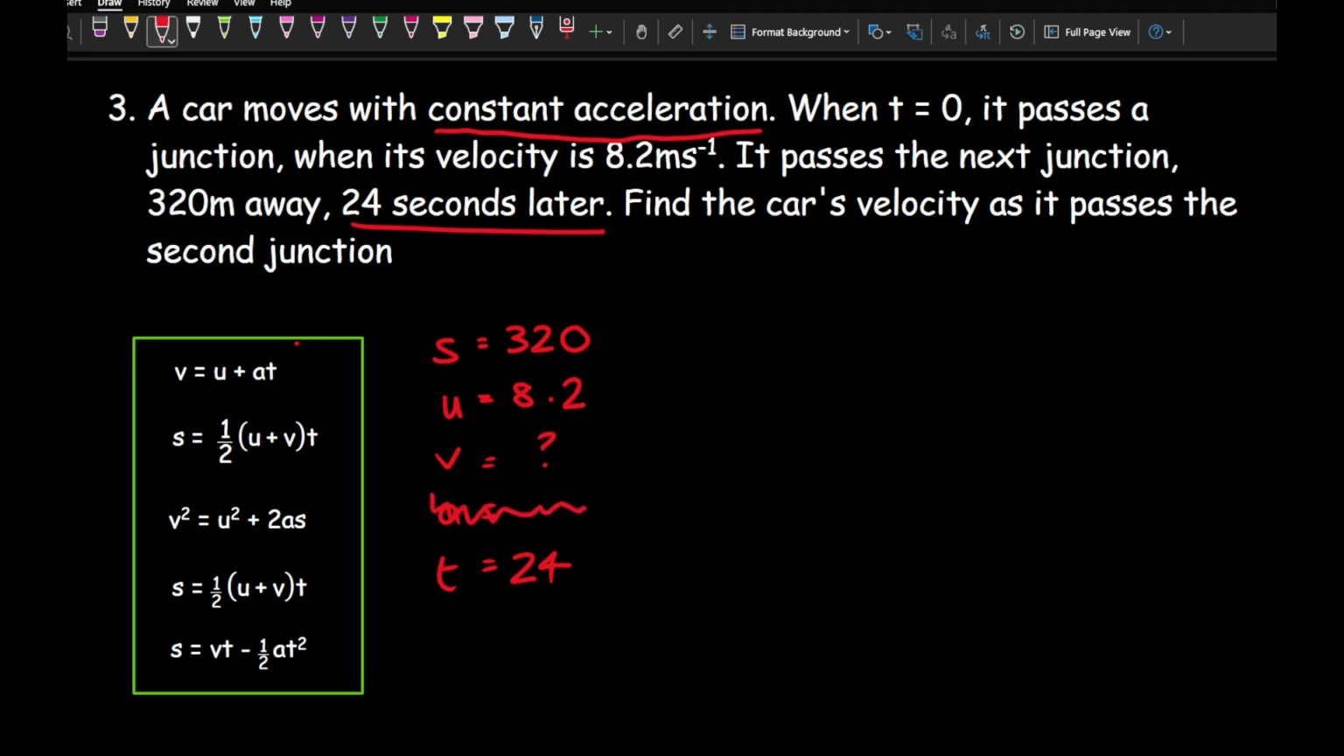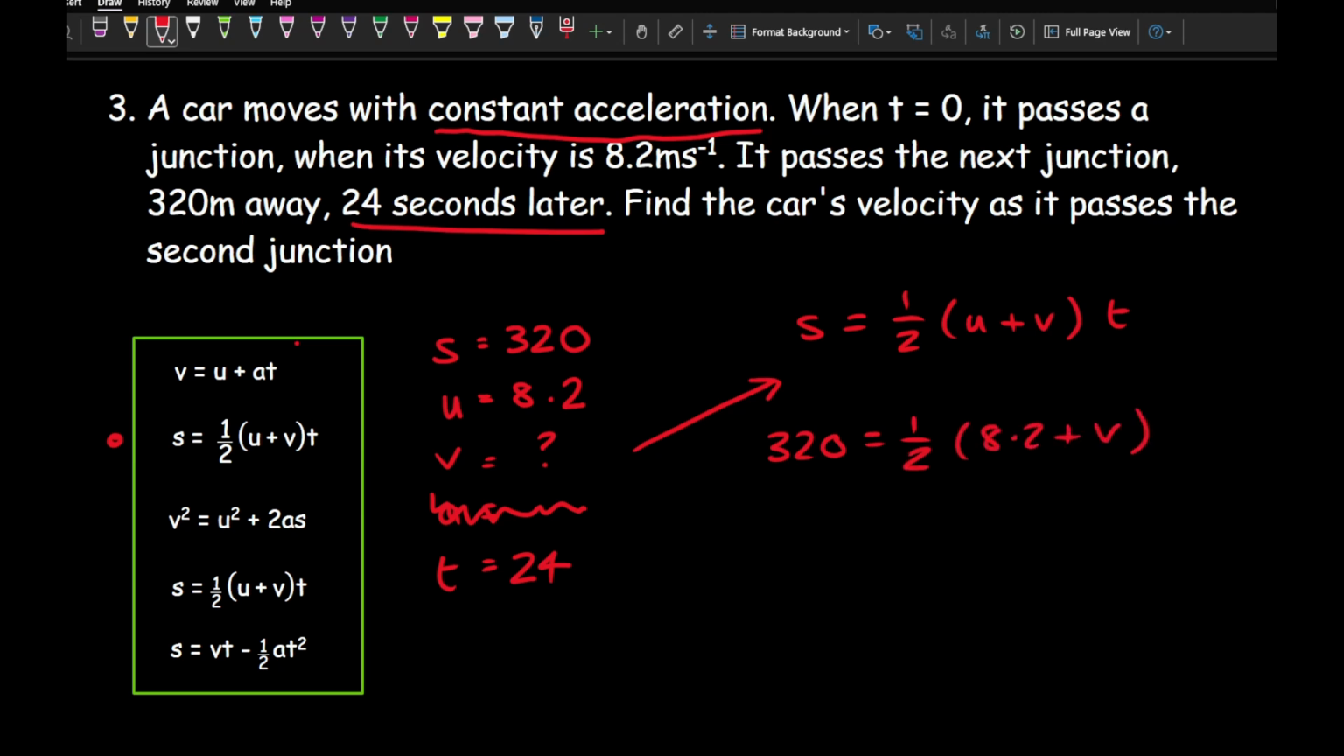So what I'm looking for is which SUVAT equation uses S, U, V and T. And that is going to be our second equation here. So if I start by writing that down, and what I'm trying to find is V. So if I substitute those values in, I get 320 equals a half, 8.2 plus V, multiplied by 24. And then all I need to do is solve this for V.